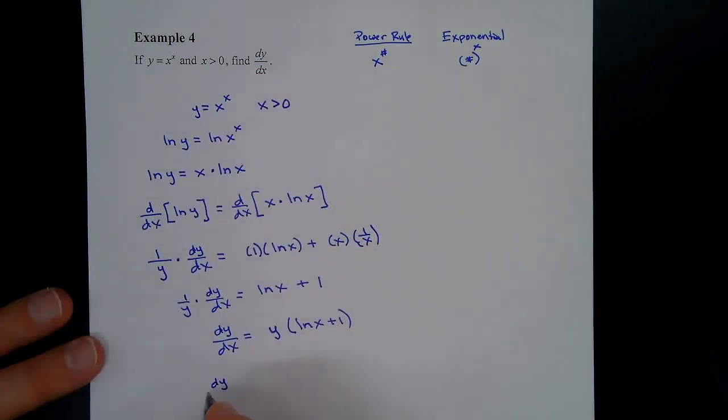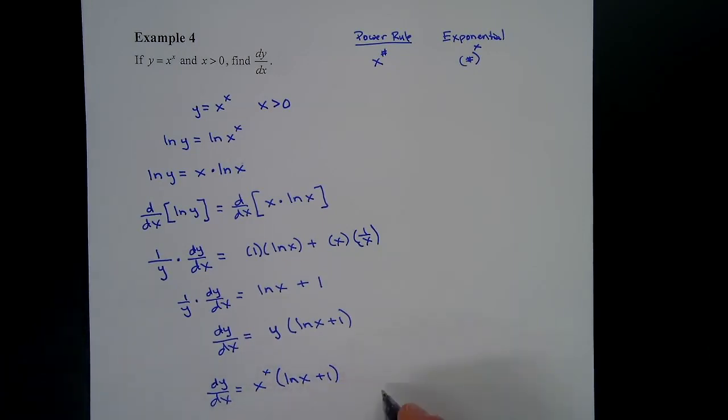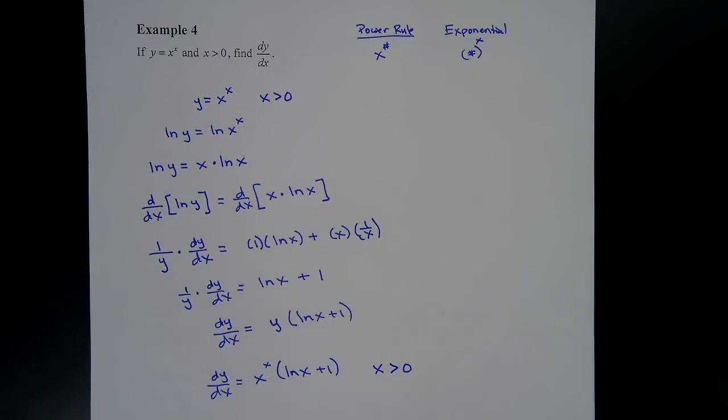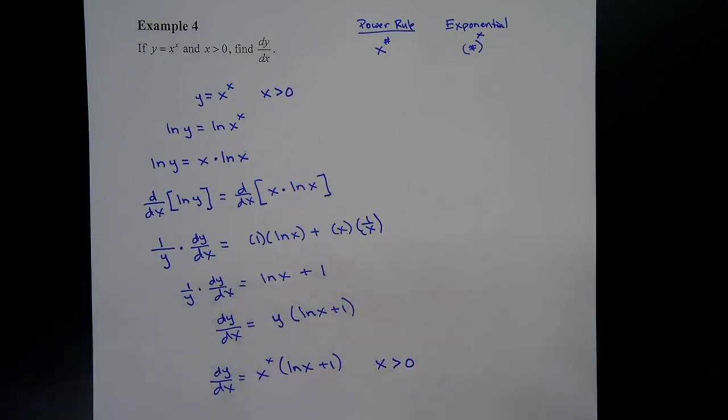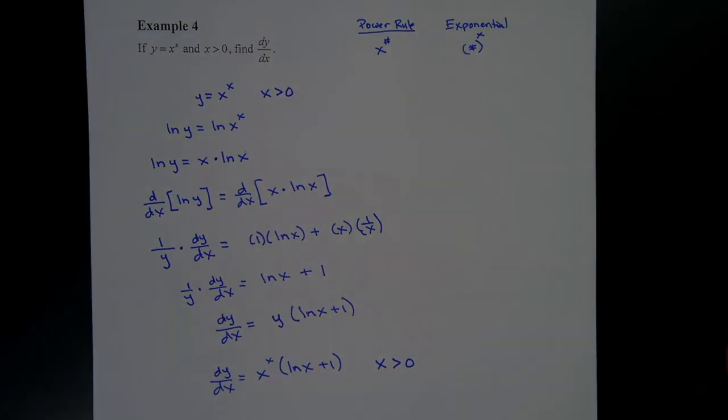So my dy over dx winds up being x raised to the x power times the natural log of x plus 1. And my domain for this has to be x greater than 0. All right? And that's the answer to this. That's the derivative of x to the x. It's x to the x times the natural log of x plus 1. Crazy, huh? Crazy, crazy. All right, let's do one more.